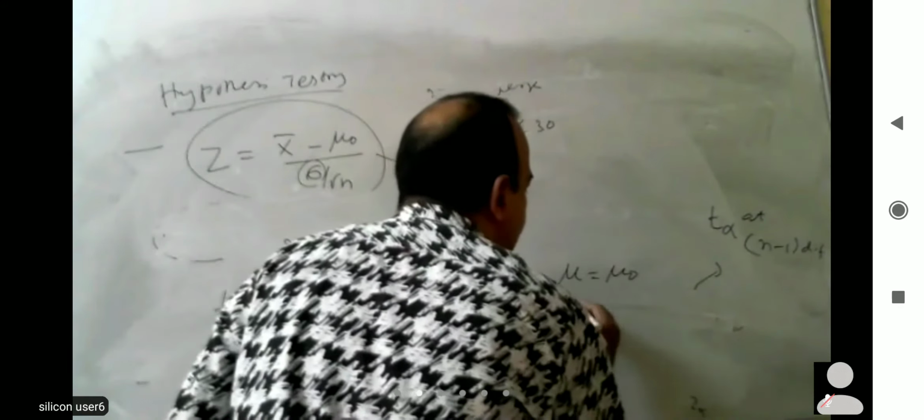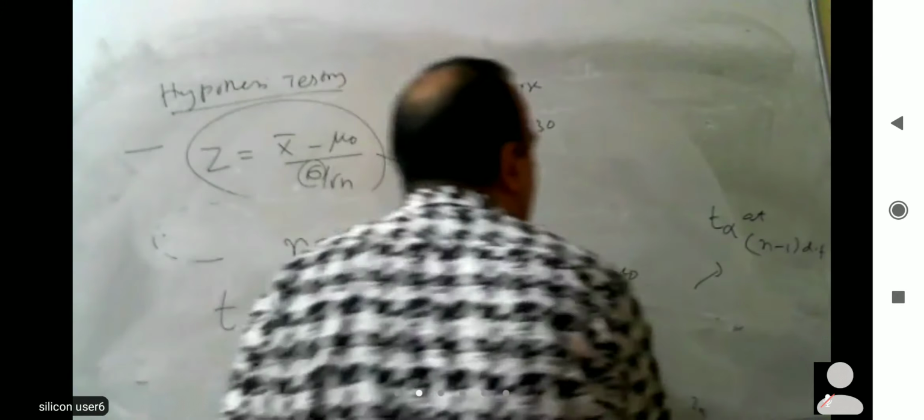If it is two tail, then you find T alpha by 2, same concept, with n minus 1 degrees of freedom.